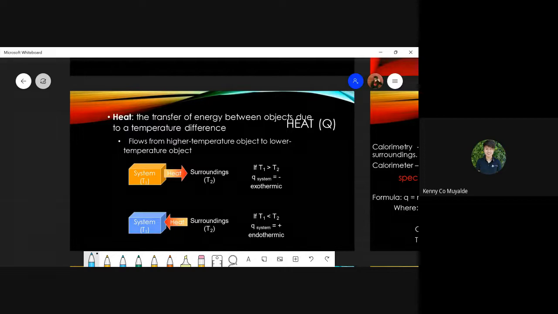So, for example, hahawak ka ng ice. Of course, mas mataas ang temperature mo because your body temperature is 37 degrees Celsius. Yung ice ay 0 degrees Celsius. So since mas mataas ang temperature mo, the movement of the heat will be from you towards the ice until such time that equilibrium is achieved. Equilibrium, ibig sabihin, pantay na yung temperature. Okay.